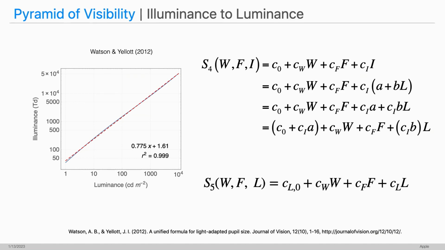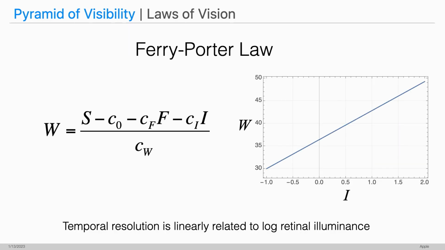Now that we've put together this equation, we can actually derive some classic laws of vision science. So one law is what's called the Ferry-Porter law, and that basically says that temporal resolution, that is the fusion flicker frequency, the frequency beyond which you can't see any variation, is linearly related to the log of the retinal illuminance. And that just falls right out of the equation. I won't go through these equations, but simple algebra leads you to the Ferry-Porter law from the pyramid of visibility formulation. So this is an old classic law, but we can actually invent some new laws.